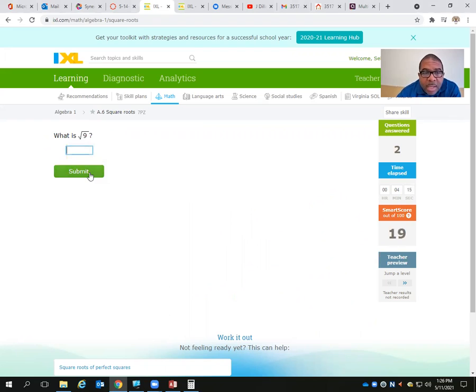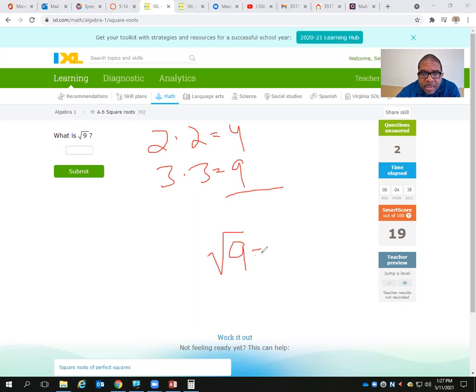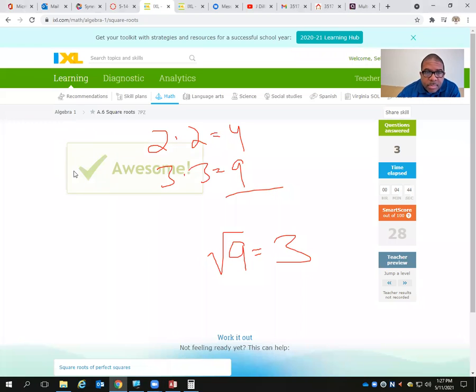Keep it up, good. And this one says, what is the square root of 9? I think we've done this already. 2 times 2, 4. 3 times 3, oh, there we go, 9. So the square root of 9 is 3. So all we have to do is type in 3.